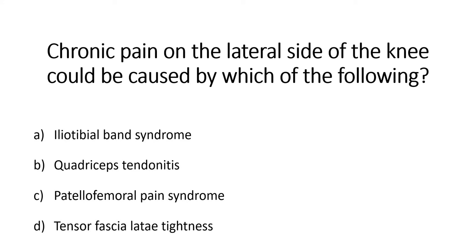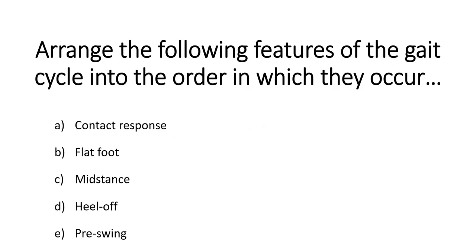Let's now go through the answers. So, question 1. Arrange the following features of the gait cycle into the order in which they occur. Doesn't really require too much explanation, but the correct answer was contact response, flat foot, mid stance, heel off, pre-swing. Yeah, as I say, not really much to add here. Pre-swing should have hopefully been fairly obvious.